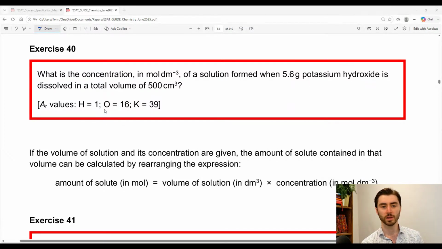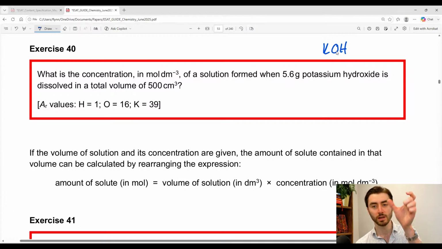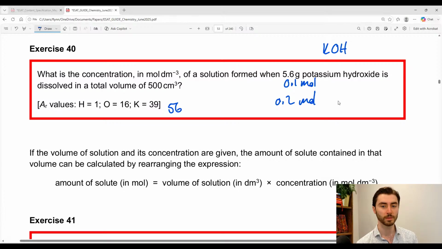So again, let's work out the potassium hydroxide. Potassium is group 1, which means it is KOH. If it was magnesium, it would be Mg(OH) twice. So here we just add them together. So 40 and that is 56. Nice, which means that's 0.1 moles in half a decimeter cubed. So in 1 full decimeter cubed, there would be 0.2 moles per decimeter cubed.